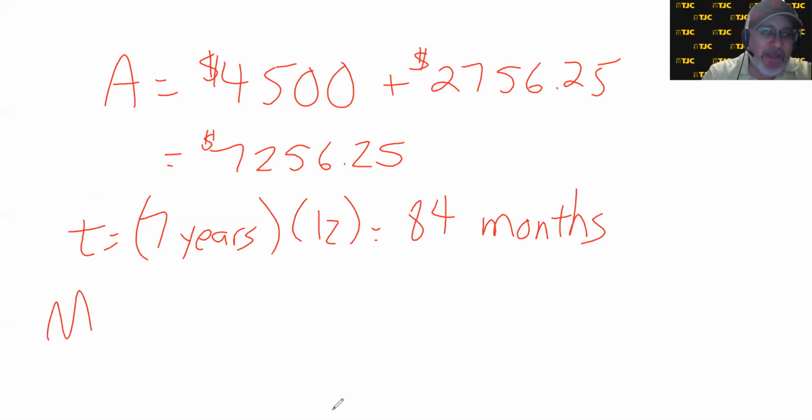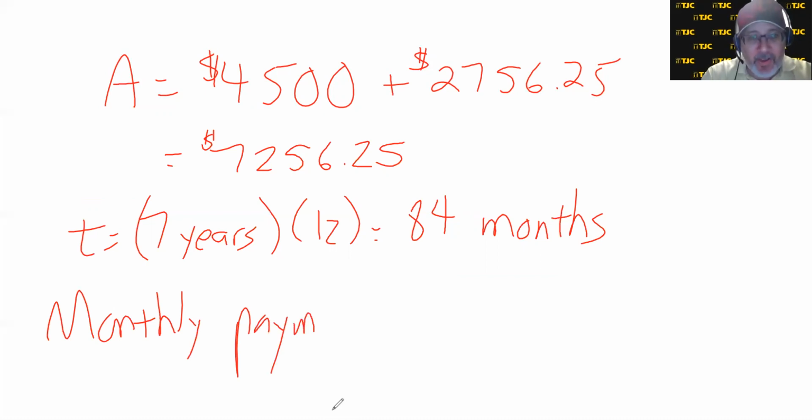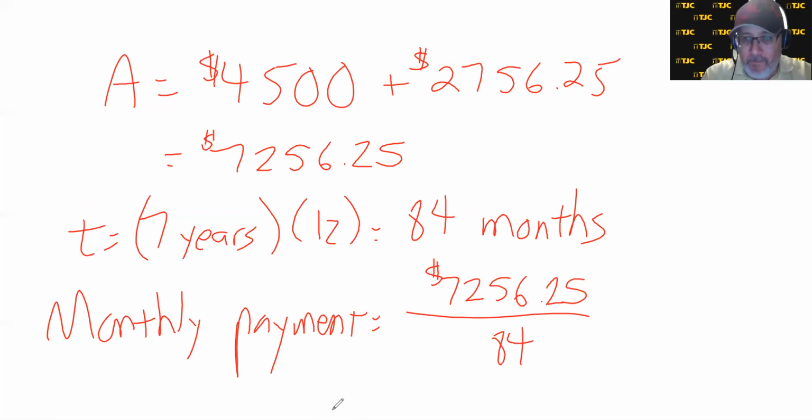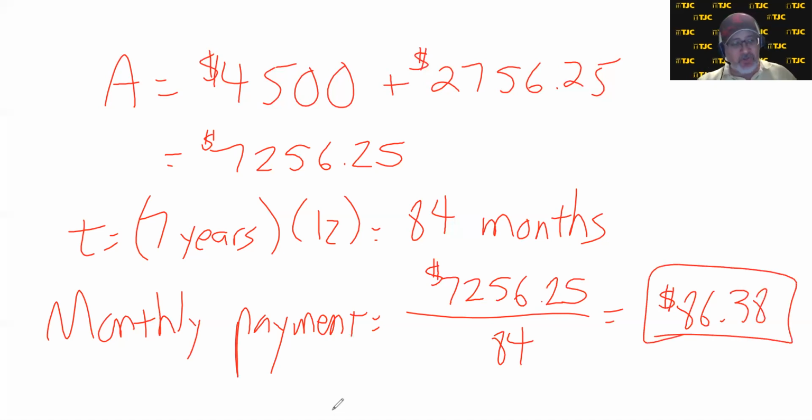That means that the monthly payment is the total that they owe, $7,256.25, divided by 84. And let's see what that is. $7,256.25 divided by 84. Oh, their monthly payment was only $86.38. So now it makes a little bit more sense.